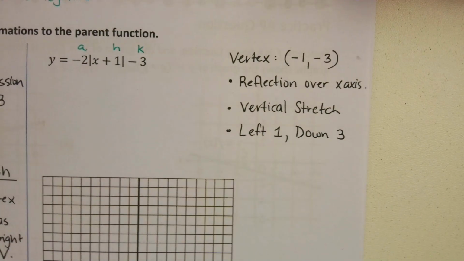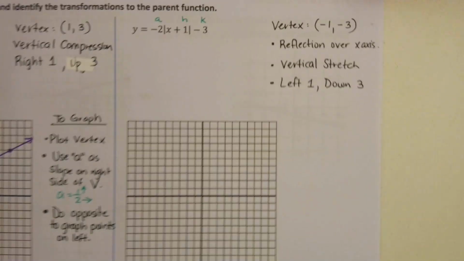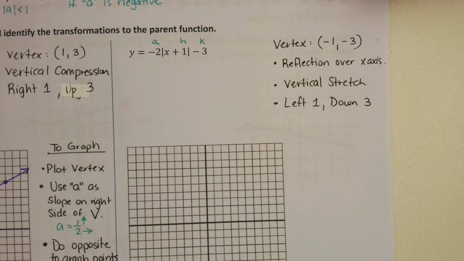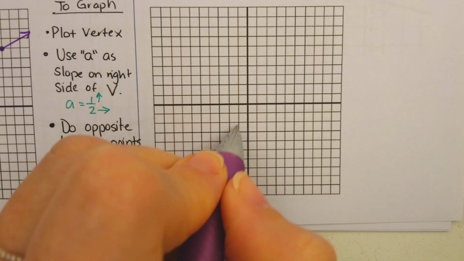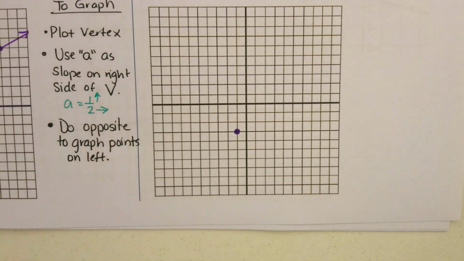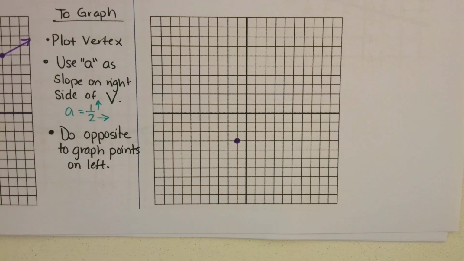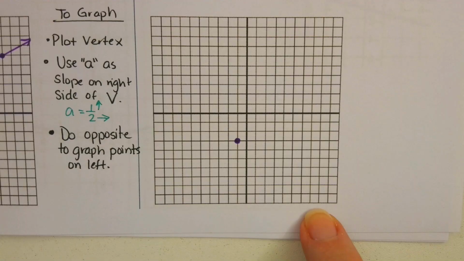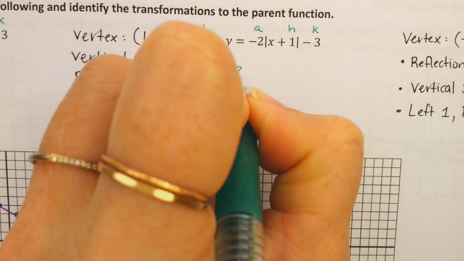Down 3. Okay, using our steps that we wrote down on the left, first thing we're going to do is plot the vertex. That vertex is at -1, -3. Okay, and then we're going to use the A value as the slope of the right side of the V shape. Let's go look at what our A value is. Right now our A value is -2, which would be -2/1.